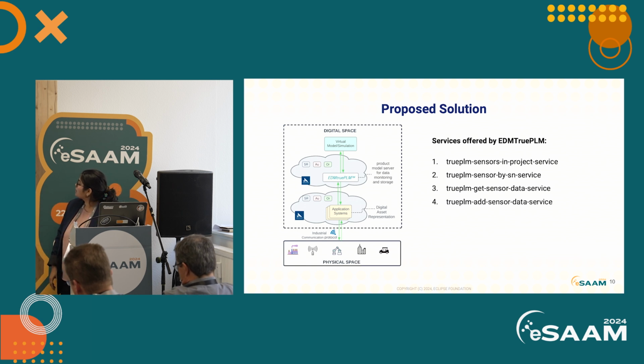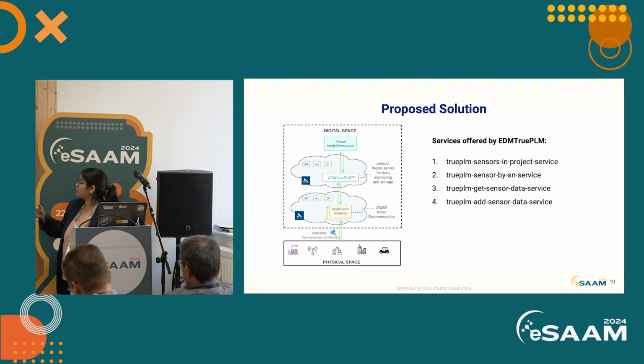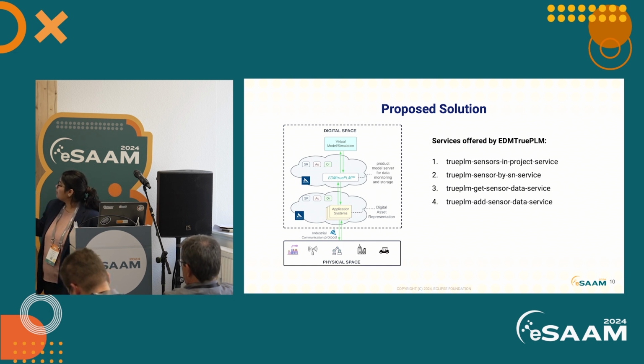The first one is for fetching sensor information, all the sensor data from a particular project. The second one is for fetching the sensor information of a particular sensor in a particular project. The third one is for getting the sensor values for a particular period of time. And the last one is for adding new sensor data into the EDMtruePLM portal.